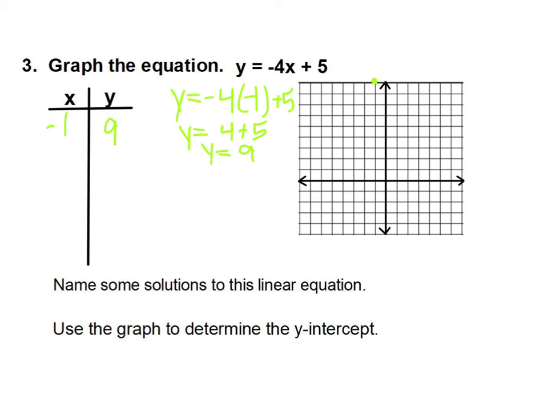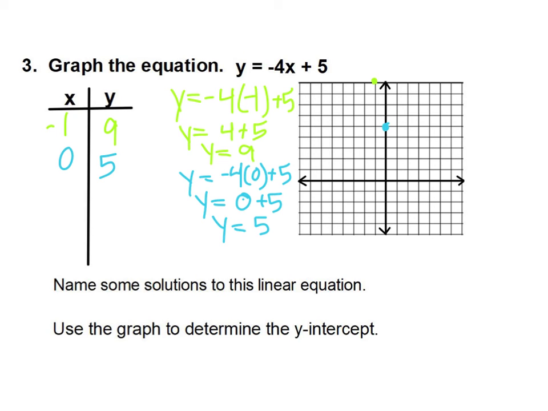All right. And then the next value is going to be 0. So y equals -4 times 0 plus 5. So y equals, and -4 times 0 is 0, plus 5. Y equals, and 0 plus 5 is 5. So that means 0, 1, 2, 3, 4, 5.